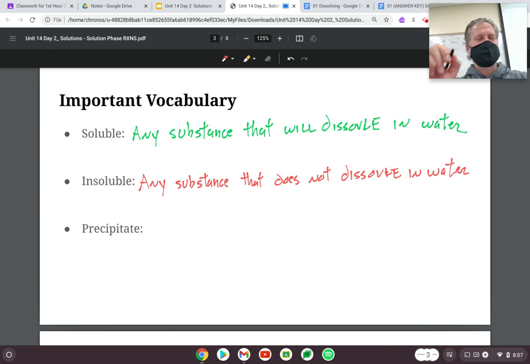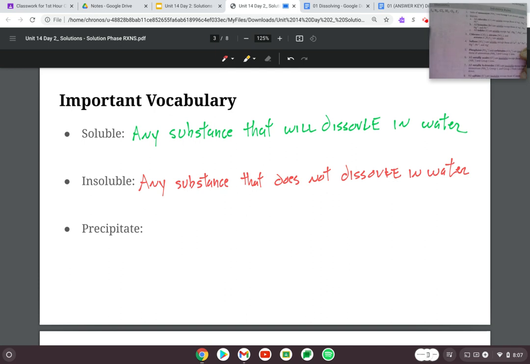Those two are super important, because if you look at the rules that I've given you, they say certain compounds are soluble, or they're insoluble, or something along those lines. So make sure that you know what it means to be soluble and insoluble.